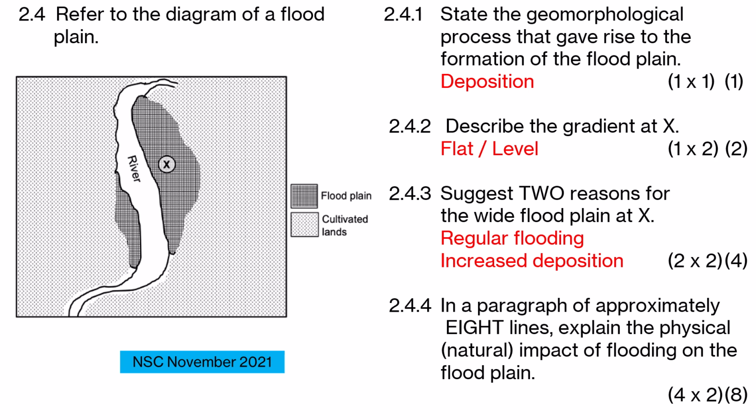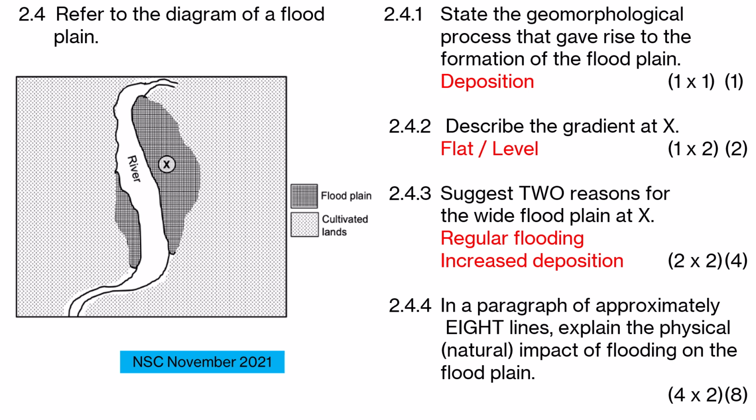2.4.2 says to describe the gradient at X. Because the floodplain occurs in the lower course of the river, and the lower course of the river is found in a flat area, the gradient of the land next to the river on the floodplain can be described as flat or level. Then, suggest two reasons for the wide floodplain at X. In this case, it's important to remember what causes the floodplain, and that would be the fact that there is regular flooding, and during the flooding process, sediments are deposited.